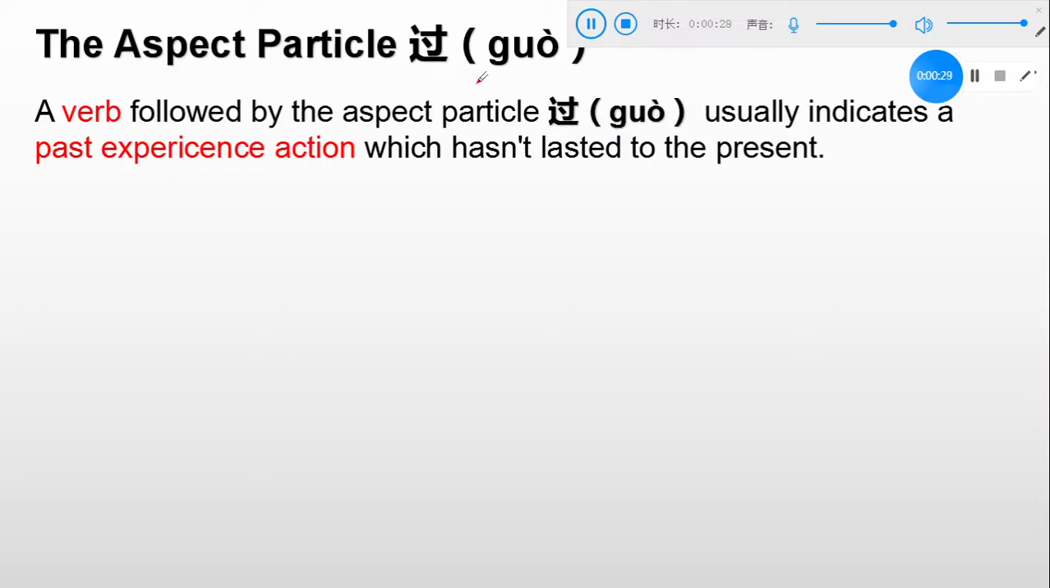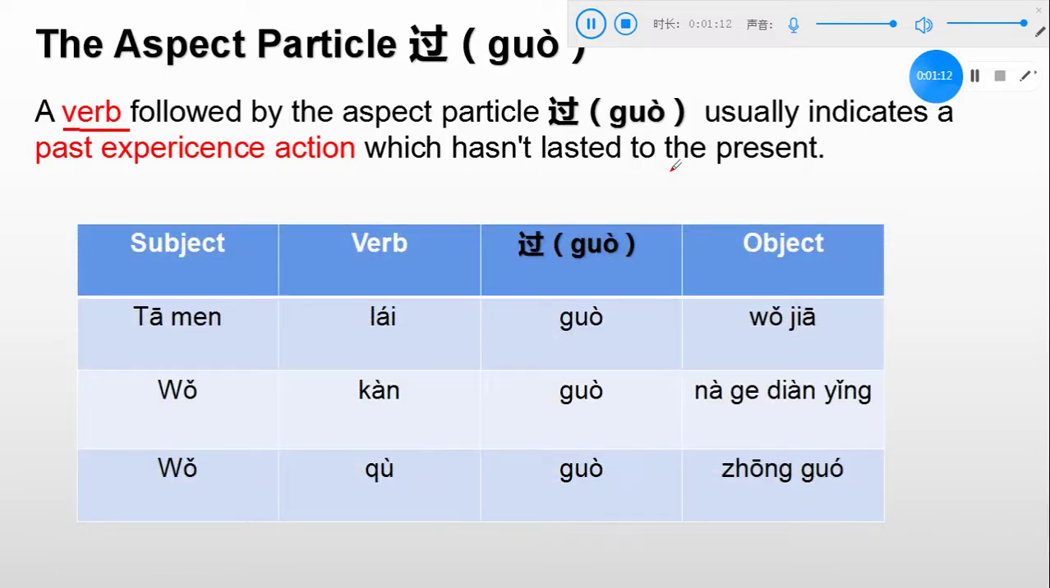The aspect particle 过. As we learned before, 过 doesn't have a meaning, it just indicates the past tense. Now let's see the explanation. A verb followed by the aspect particle 过. From this part we know how to use 过 in a sentence. First, there needs to be a verb, and then 过 should be put after the verb. It usually indicates a past experience or action which hasn't lasted to the present, so we can use the present perfect tense.